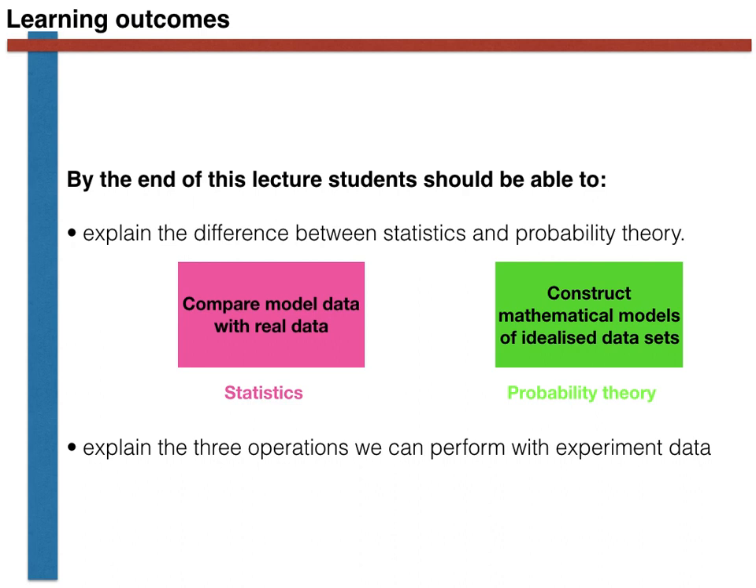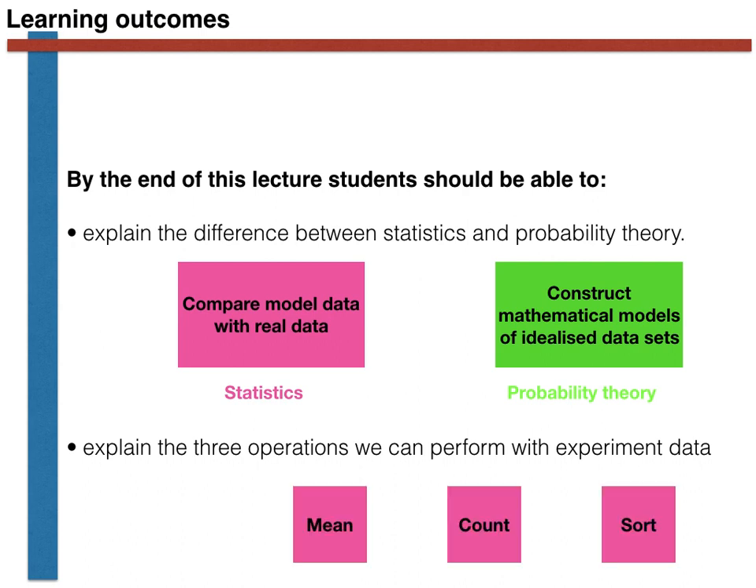Within both these fields, there are three operations that we can perform on a dataset. We can calculate a mean by adding all the points in the dataset together and by dividing by the number of data points. We can count the frequency with which each possible result appears, or we can sort the data into ascending order. I hope that all this is reasonably clear.